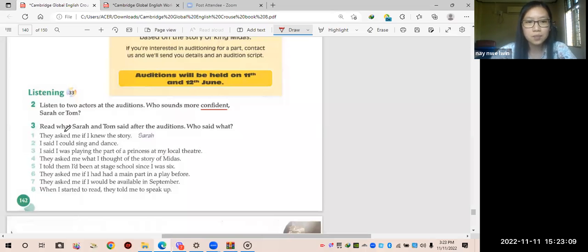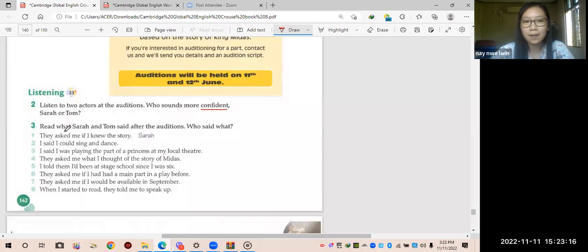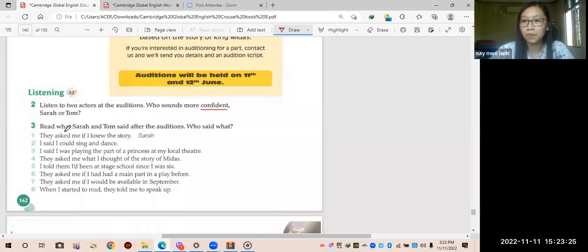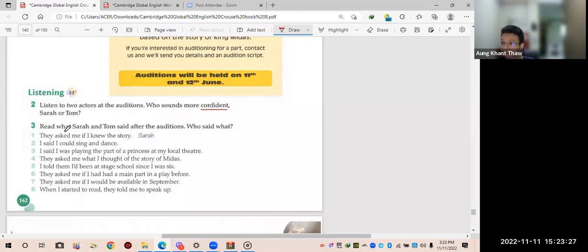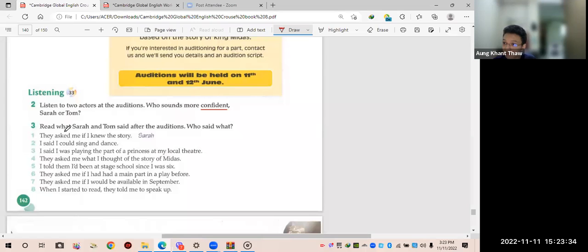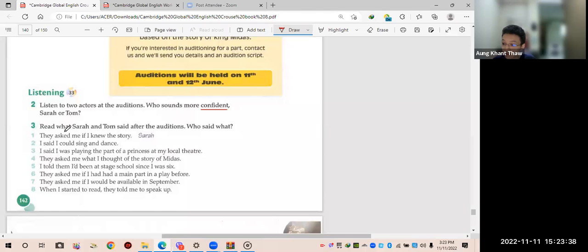And number 4, they asked me what I thought of the story of Midas. Tom. Yes, correct. I told them I'd been at stage school since I was 6. So who is that? Sarah. Yes. They asked me if I had had a main part in a play before. Who is that? Tom. So what was the name of the play that he had been in? Alice in Wonderland, right? And what is his role then? Mad Hatter. Yes, the Mad Hatter, correct.